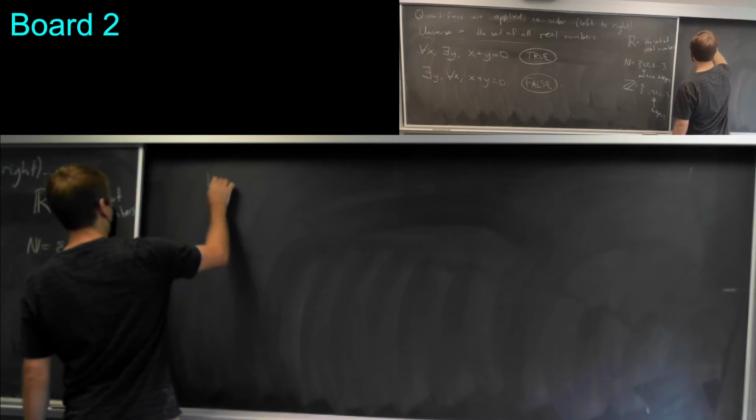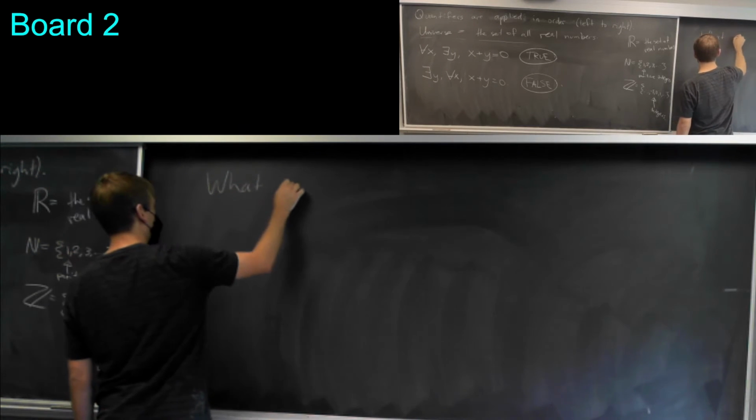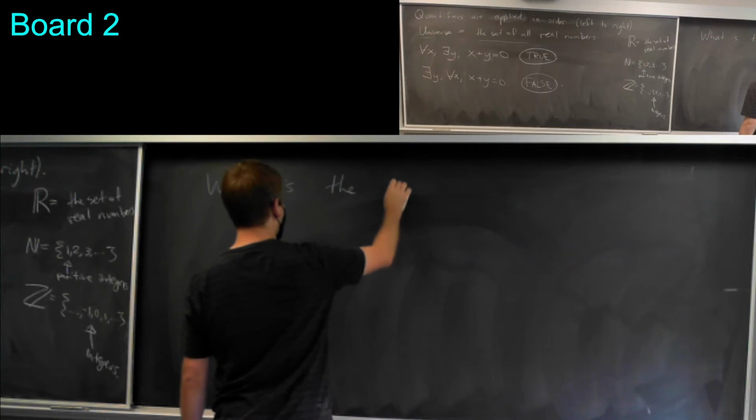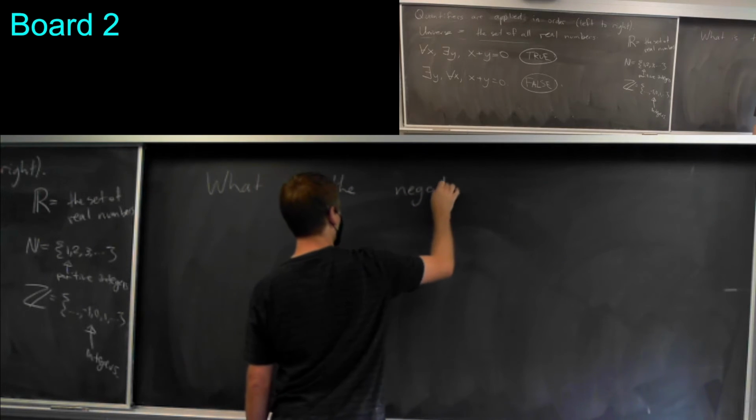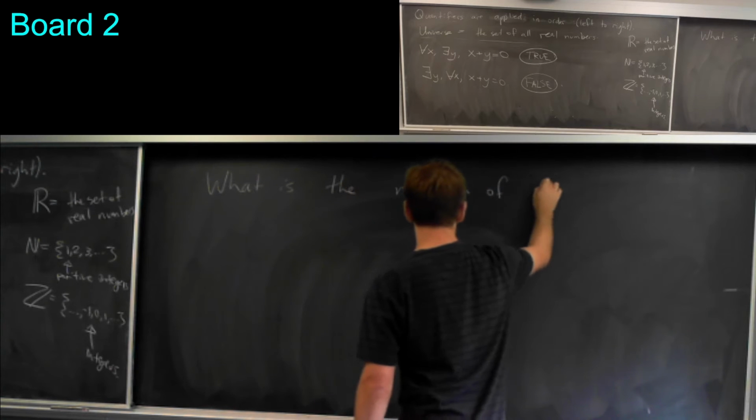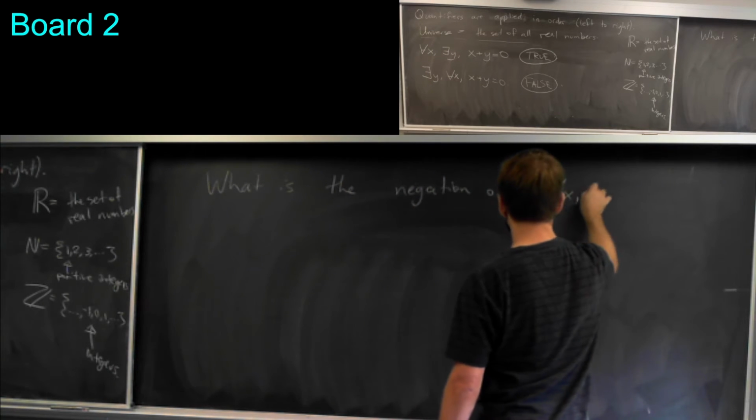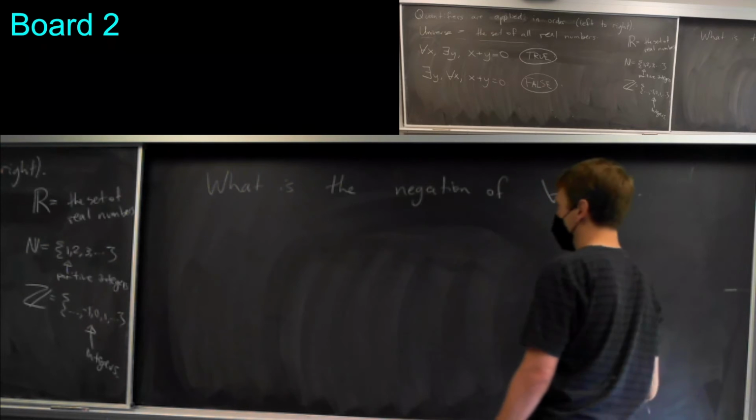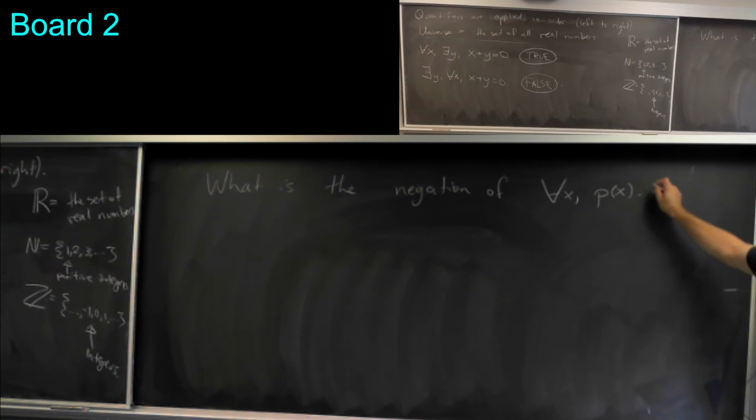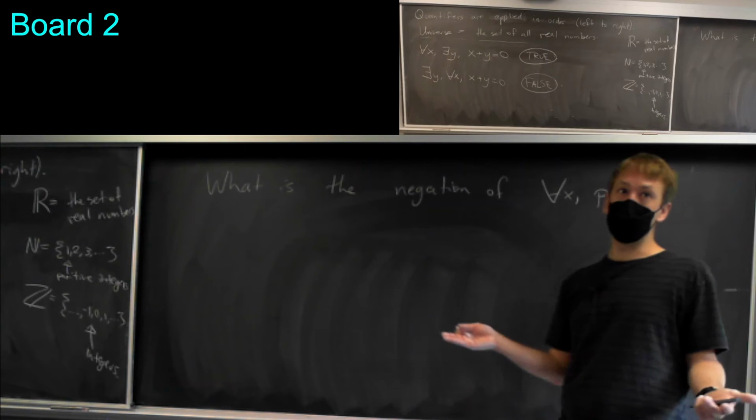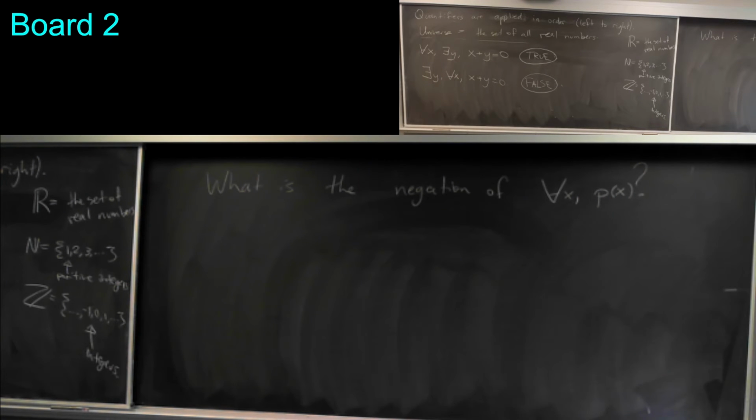So I guess my question is, what is the negation of, let's say, for all x, P(x)? Here I mean it in general, because I haven't told you what P(x) is. I haven't told you the universe. I don't really care what the universe is. I don't even care what P(x) is. In general, you can think of what is the negation of this.